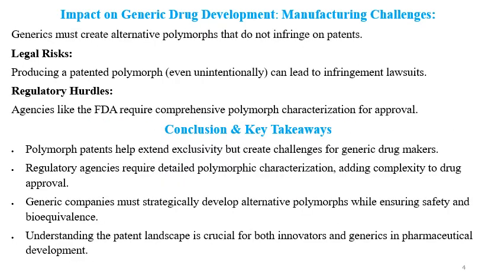Now, impact on generic drug development. So, manufacturing challenges are there. Generics must create alternative polymorphs that do not infringe on patents. There are some legal risks. Producing a patented polymorph can lead to infringement lawsuits. And regulatory hurdles are there. Agencies like FDA require comprehensive polymorph characterization for approval. The polymorphic study is required in the generic drug development and application.